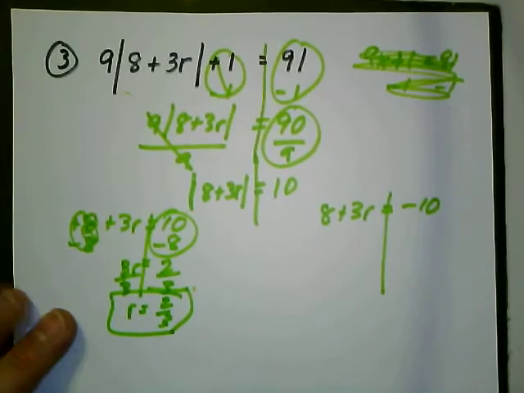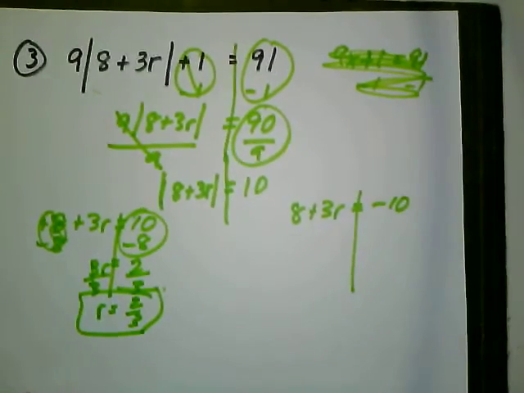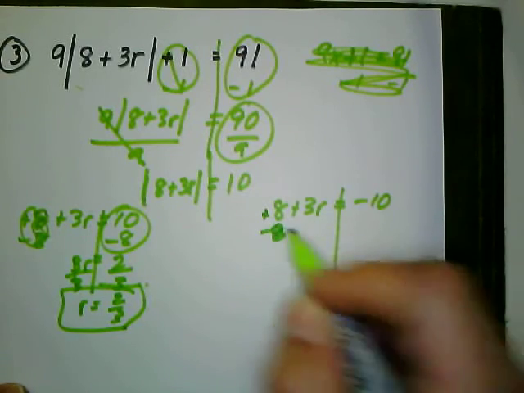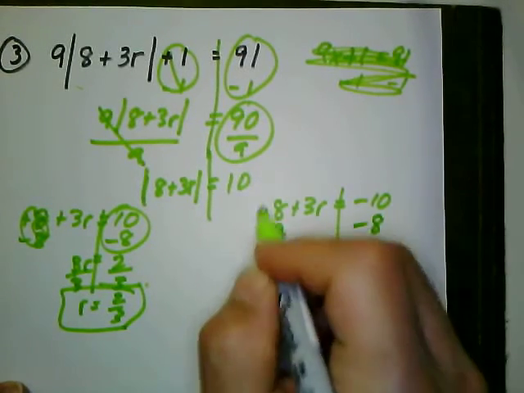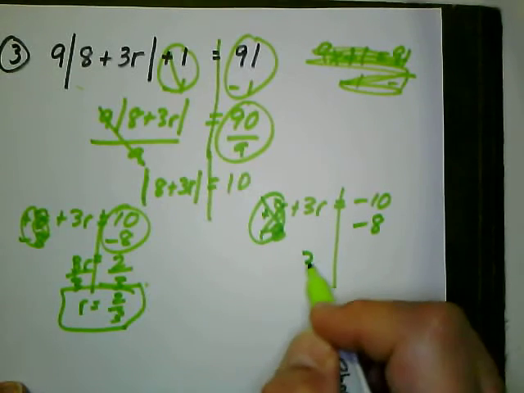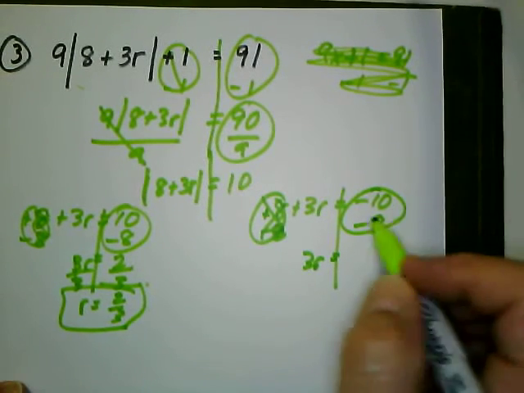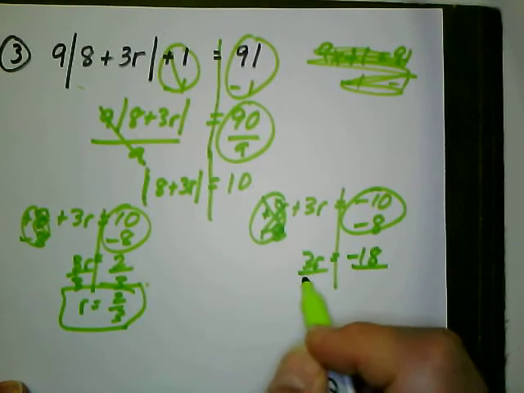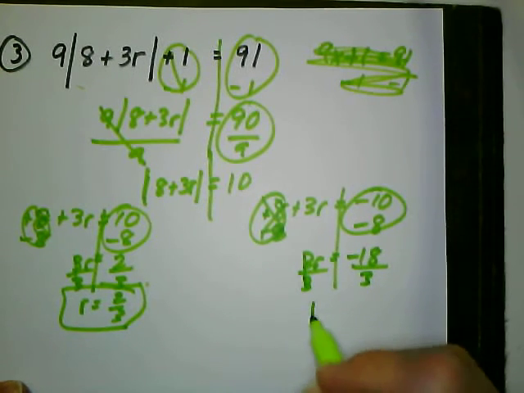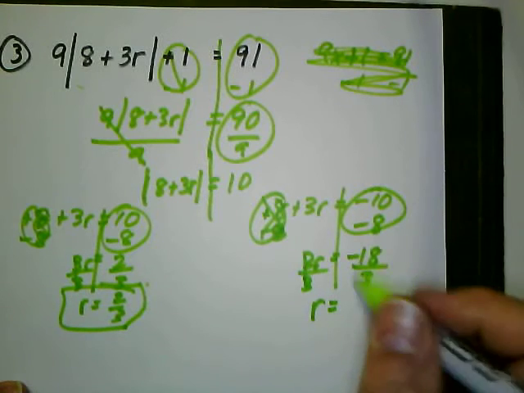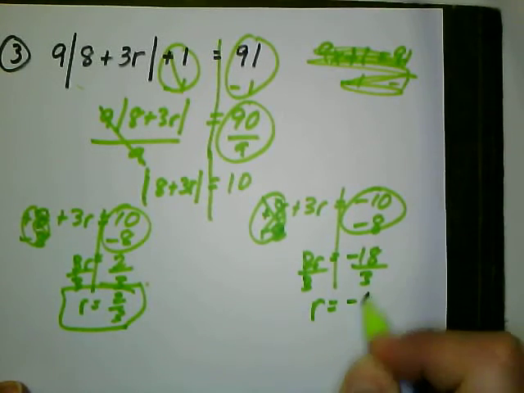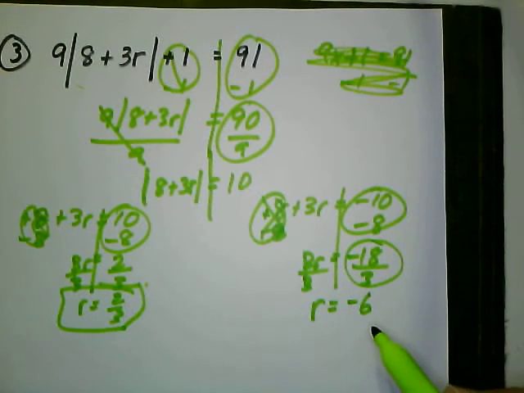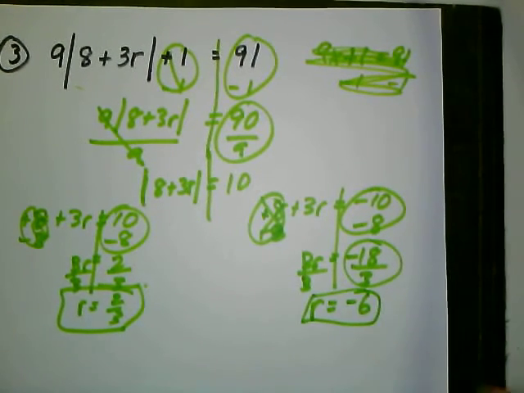That's our first one. Over here, we are going to, once again, subtract by 8. We have 3r left over, and -8 and -10 is -18. Divided by 3. And that would be -6. -18 divided by 3 is -6. That's our second answer.